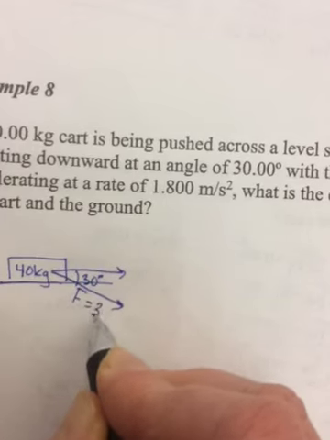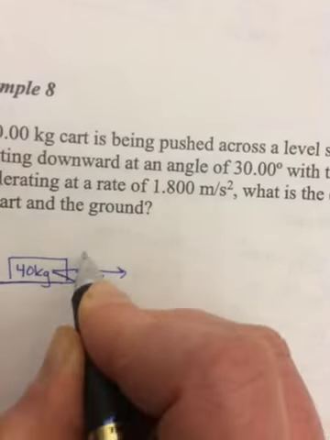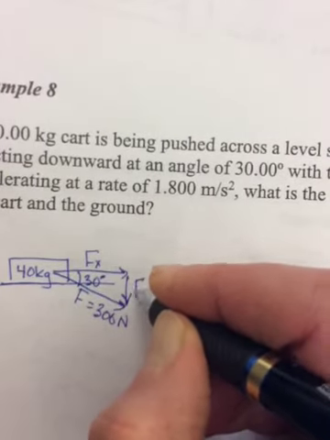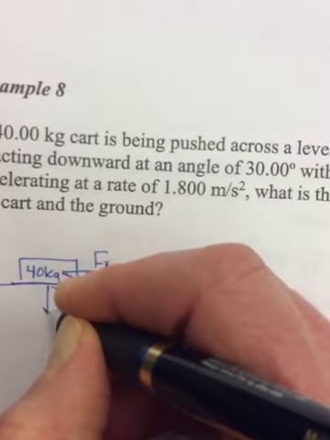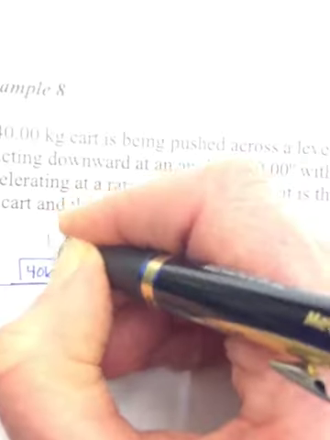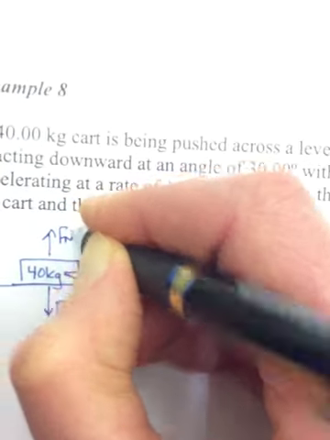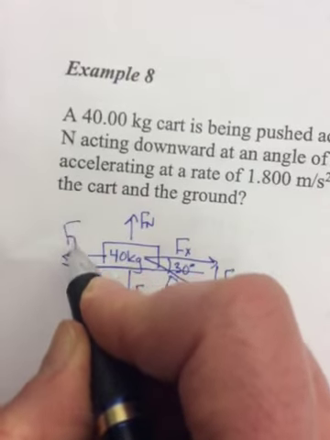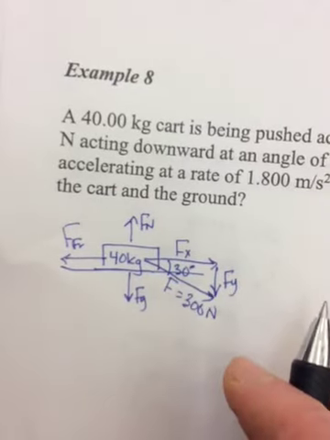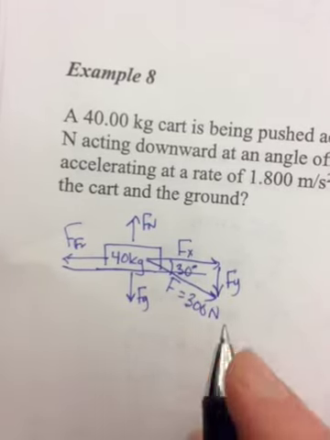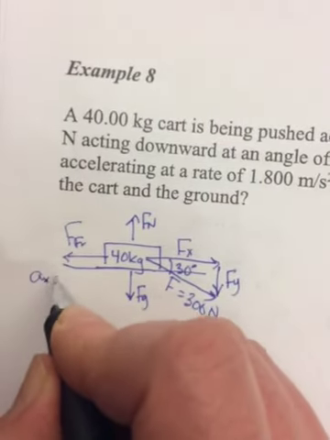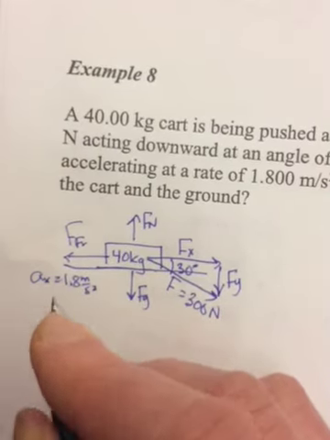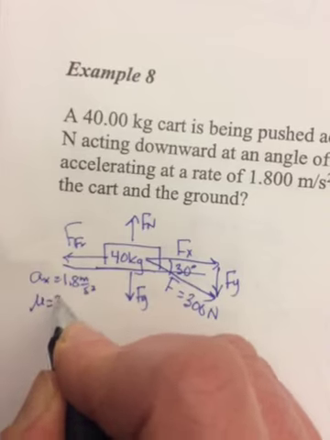So this is 300 newtons. And so this is the Fx component, and this is the Fy component. Of course, there's an Fg still acting, an Fn, and acting backward opposing the motion will be friction. If the cart is accelerating at a rate of 1.8 meters per second squared, so that's my Ax, what is the coefficient of friction? So we're looking for mu.